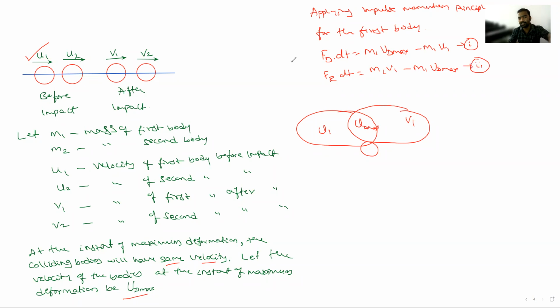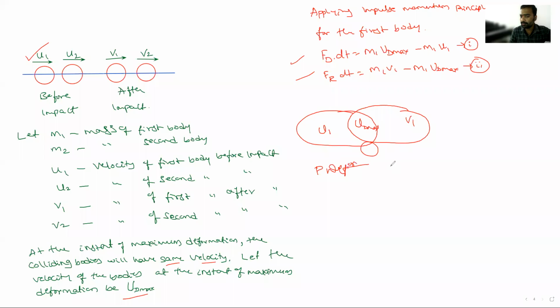Are these two equations clear, everyone? I am writing for body 1 the impulse momentum equation during the period of deformation and during the period of restitution. You know the impulse momentum equation: force into dt is equal to final momentum minus initial momentum. For body 1, there are two periods, that is the period of deformation.